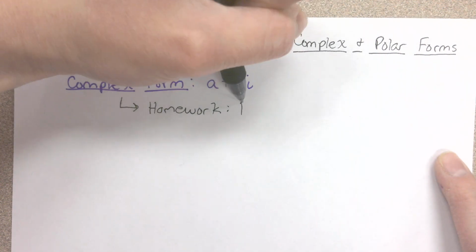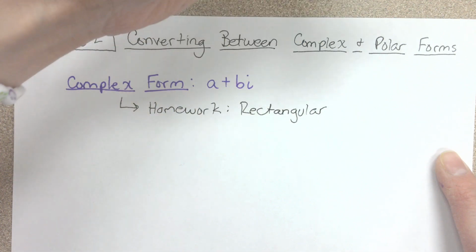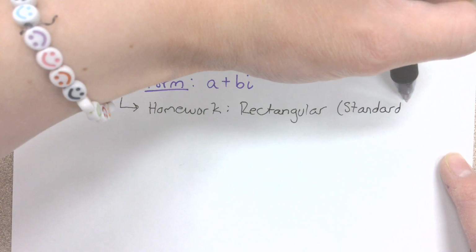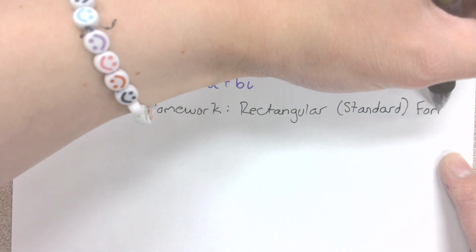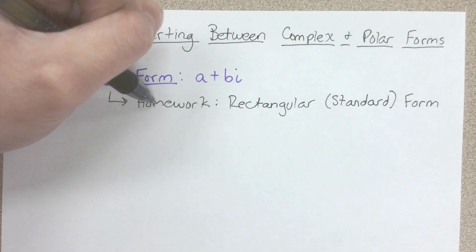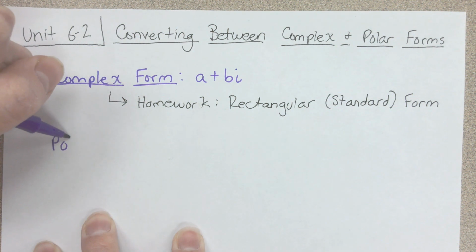So on the homework, they like to call it rectangular standard form. So when you see rectangular standard form, they're talking about complex form. That's the only time you'll see it written like that, on the homework. Otherwise, test and quiz, it will say complex form. Polar form is new.